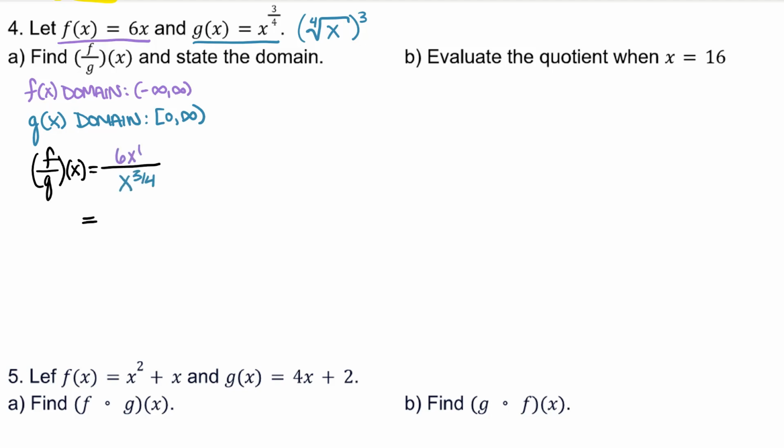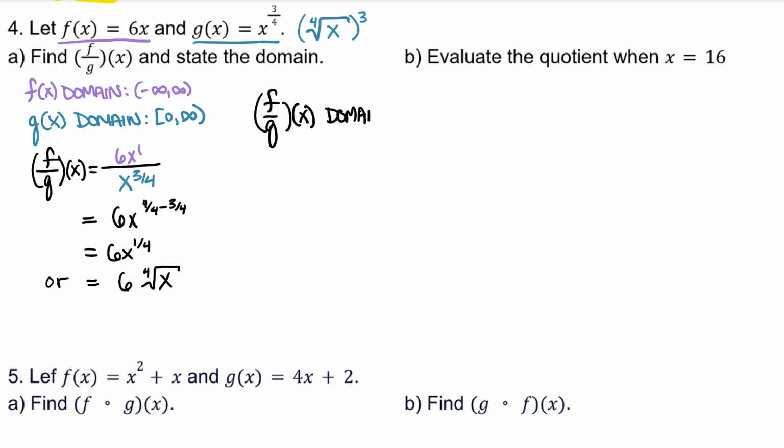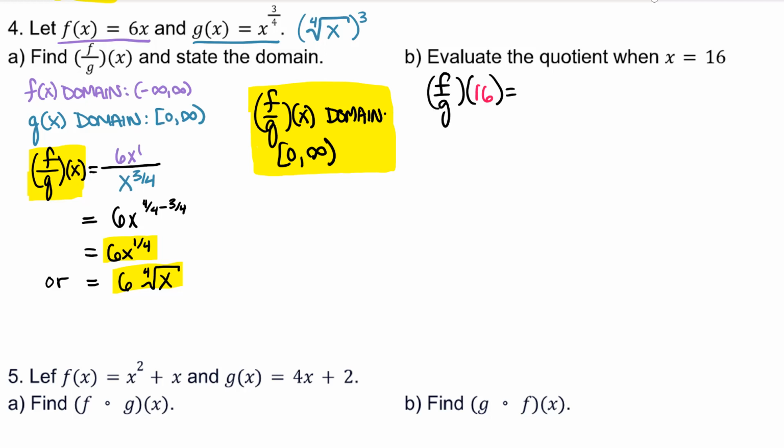When you simplify this, you have 6x to the 1 divided by x to the 3/4. Because you're dividing the same base of x, you'll subtract the exponents. Because f divided by g of x still involves a 4th root, but nothing else that would add further restrictions, then our domain for the division of these functions is the same domain as g of x, 0 inclusive to infinity. Let's evaluate the quotient when x equals 16. The 4th root of 16 is 2, so this simplifies to be 12.